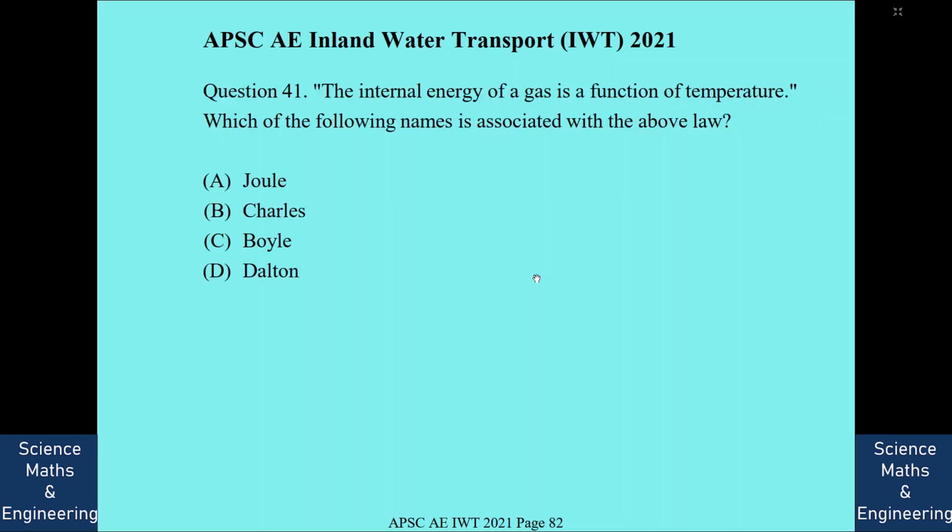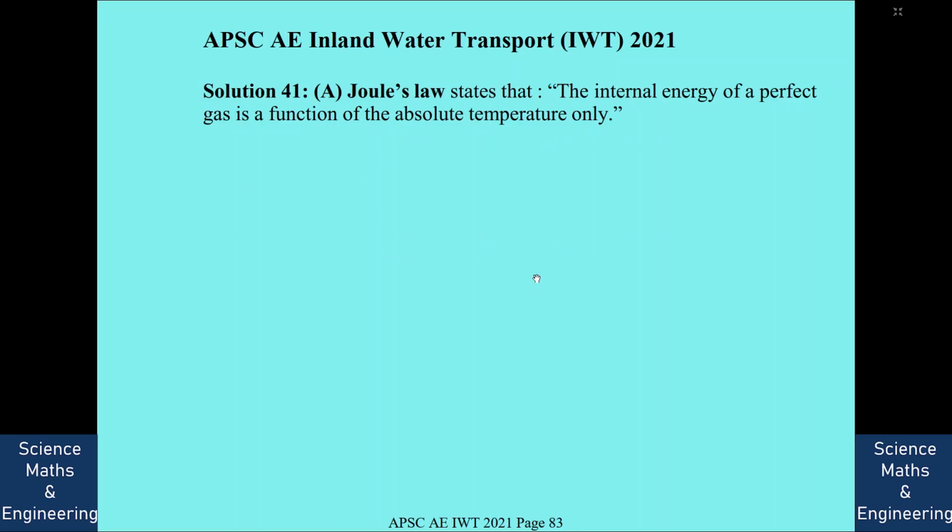So next. The internal energy of a gas is a function of temperature. Which of the following names is associated with the above law? A, Joule, B, Salts, C, Boyle, or D, Dalton. So the answer is, it is Joule's law, which states that the internal energy of a perfect gas is a function of the absolute temperature only.